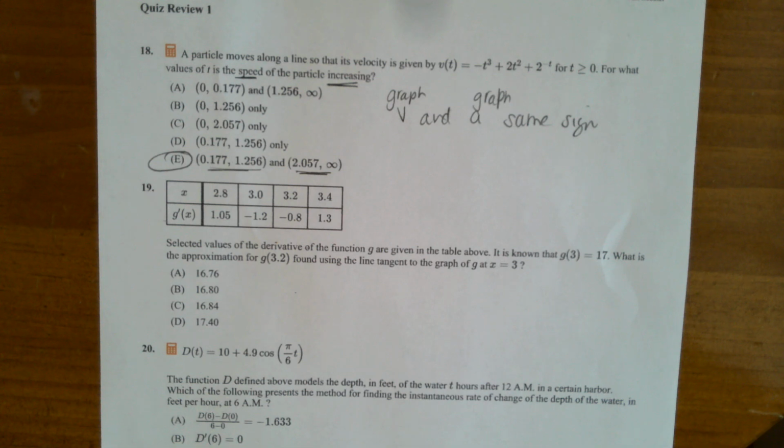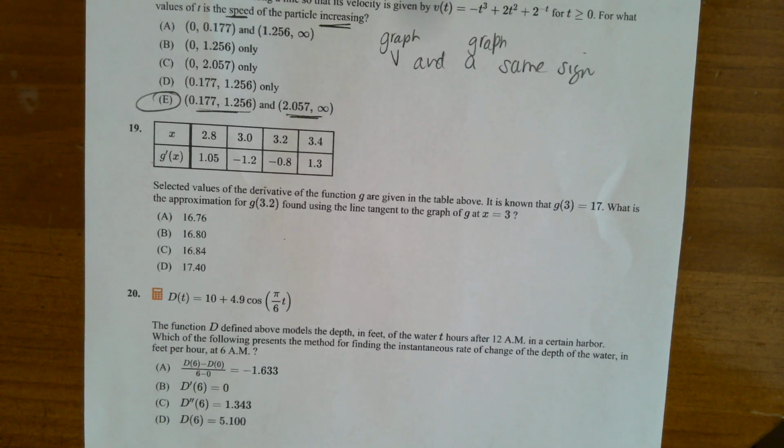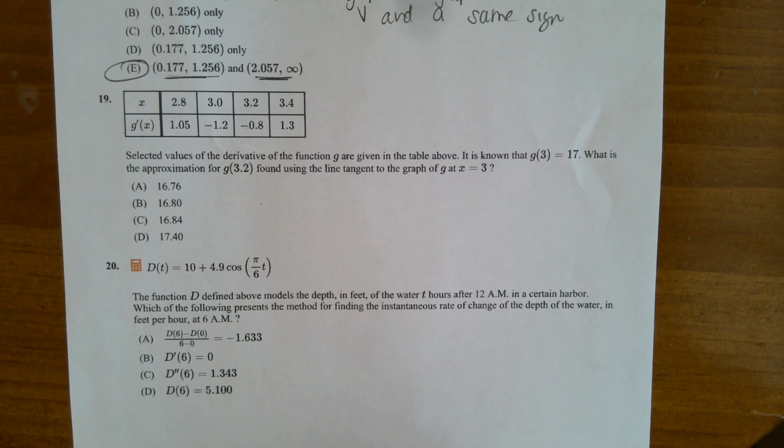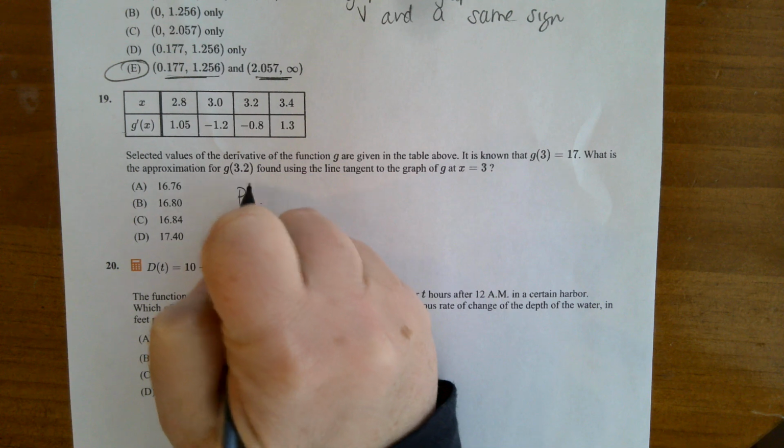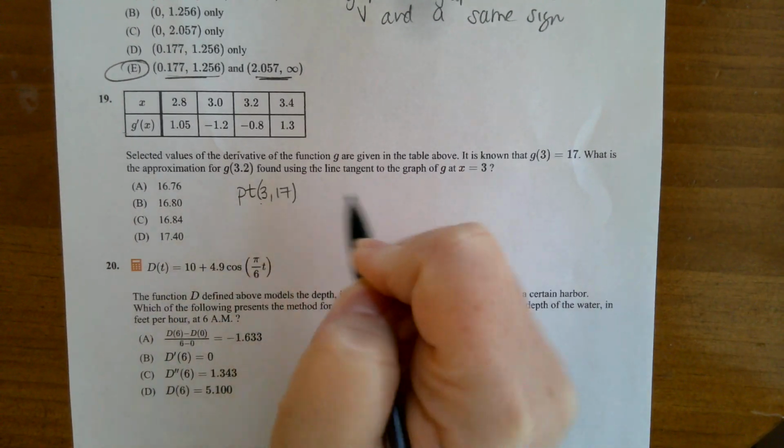Number 19. So number 19, they're asking us to use an approximation. So local linearity. Now remember, when you're doing local linearity, you need a point, which they give you, and the point is 3, 17. You then need a slope.